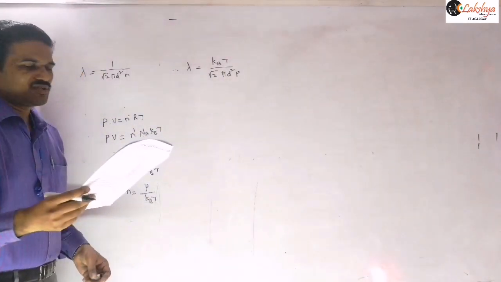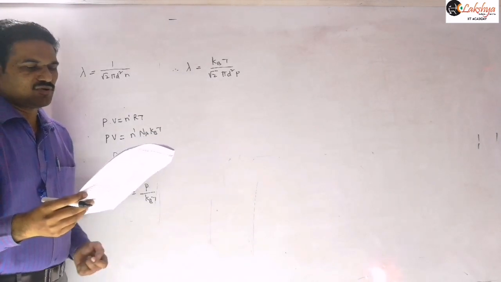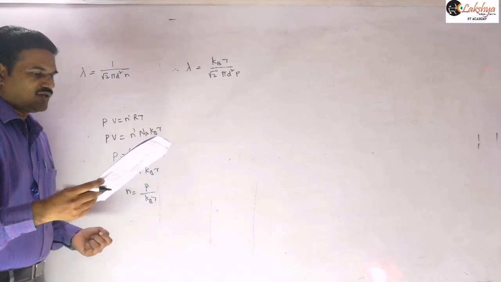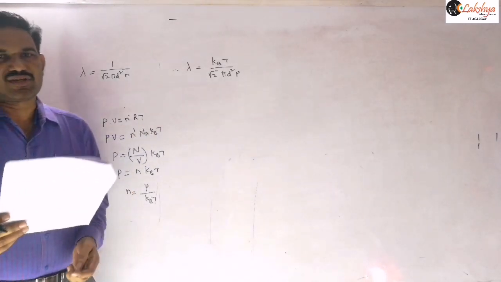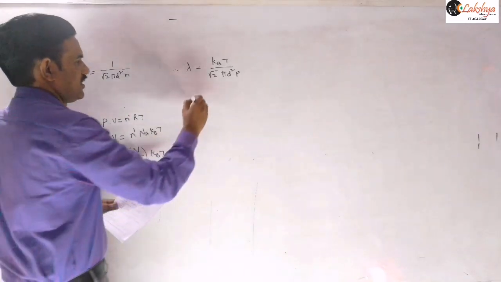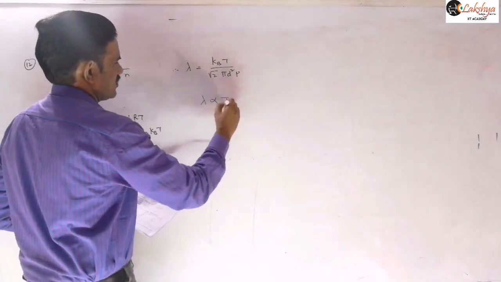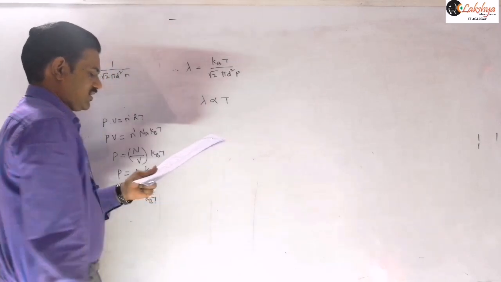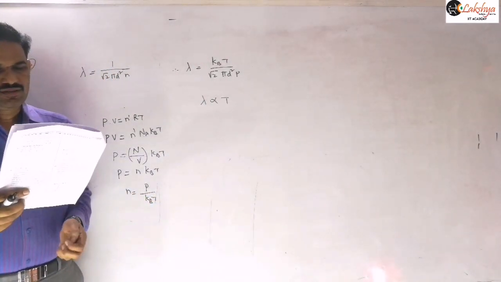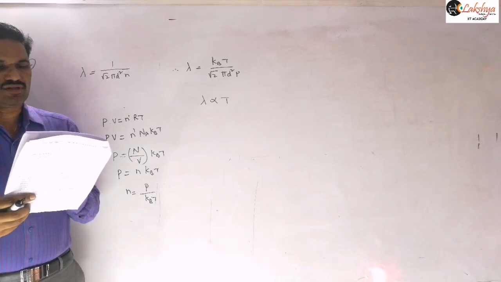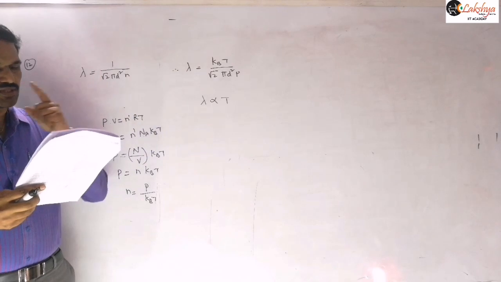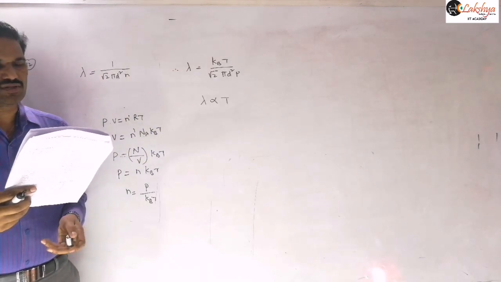And so now the options are about the mean free path of the molecules. With increase in temperature they are asking, as the temperature increases. You can observe this directly here. It is directly proportional to T, you can say. So its mean free path value increases. So the mean free path values will increase with respect to temperature.